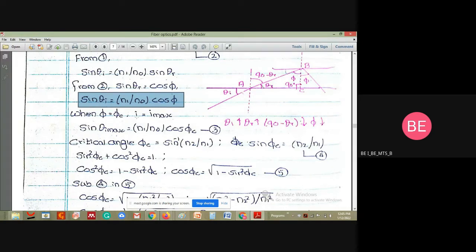When theta I is equal to theta I max, phi will be equal to phi c. So let us replace this theta I with theta I max and this phi with phi c, right? You can write the condition in reverse. When theta I is equal to theta I max, phi will be equal to phi c. Let us substitute this condition in the above equation. So instead of theta I here, I have written it as theta I max, and instead of phi here, we have phi c. Can you understand equation number 3?